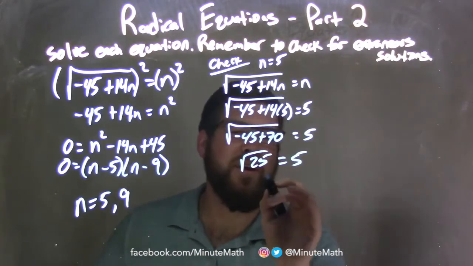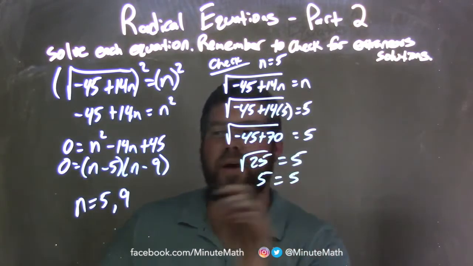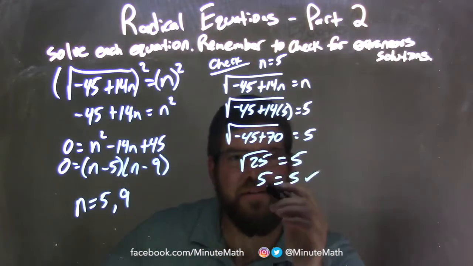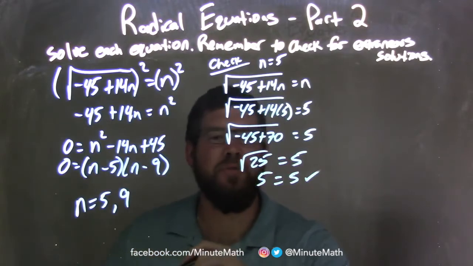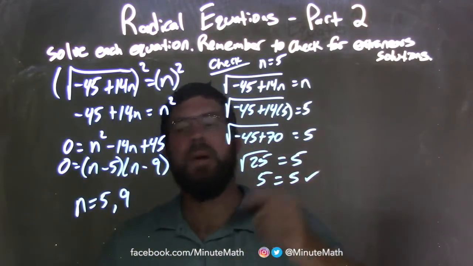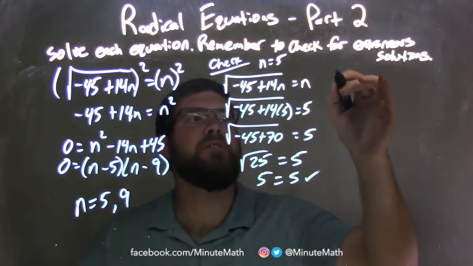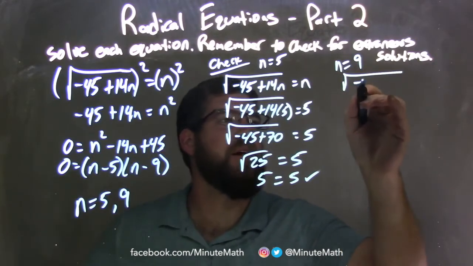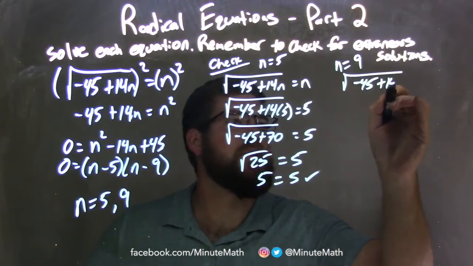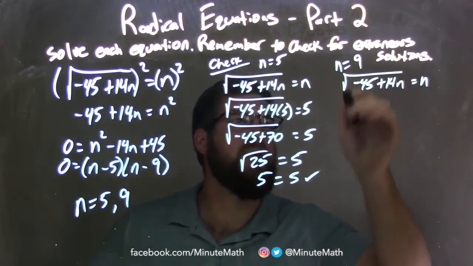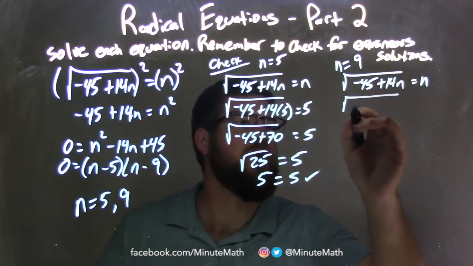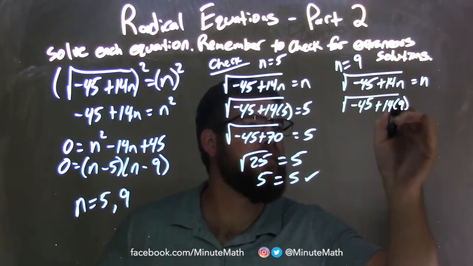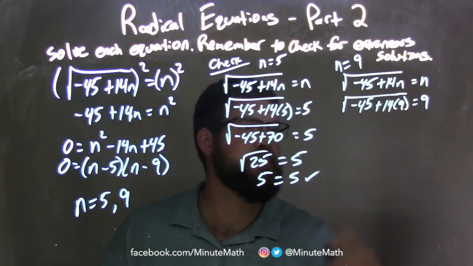And the square root of 25 is 5. Our left and right hand side are equal. Fantastic, right? So that means 5 is a true solution, but we had two bad boys here. We've got to check the other one. So we go n equals 9. Let's rewrite our equation: square root of negative 45 plus 14n equals n. Plug 9 in for n: square root of negative 45 plus 14 times 9 equals 9.